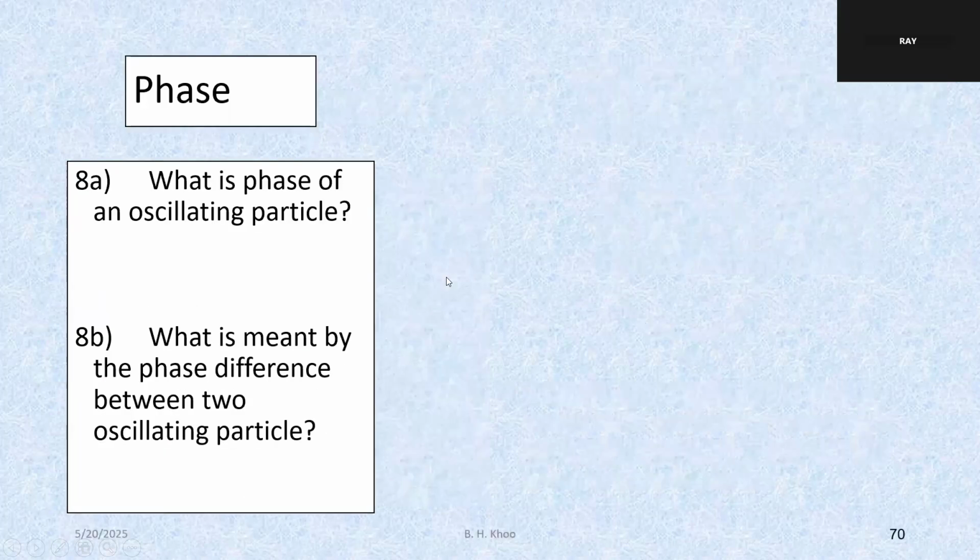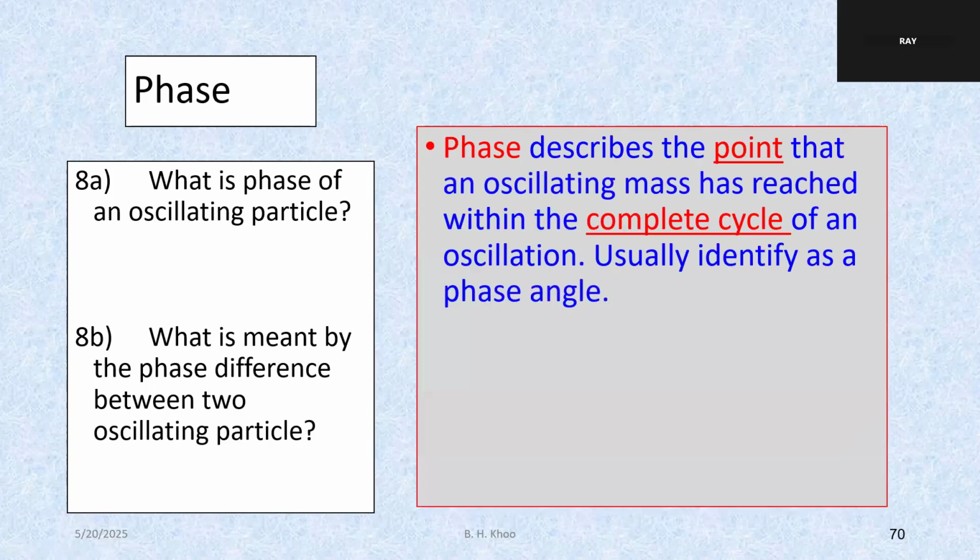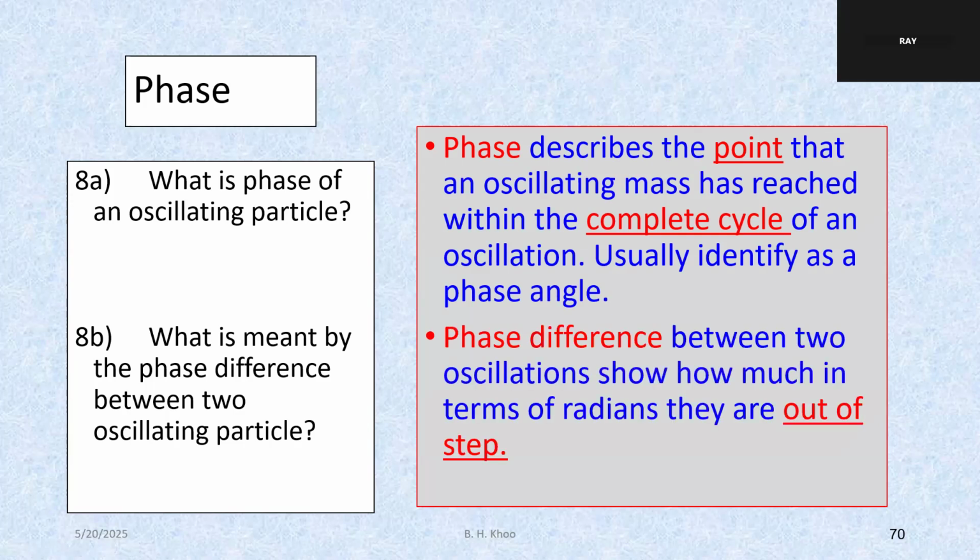What is the phase of an oscillating particle? Phase describes the point that an oscillating mass has reached within a complete cycle of oscillation, usually identified as a phase angle. What is meant by phase difference between two oscillating particles? Phase difference between two oscillating particles shows how much, in terms of radians, they are out of step.